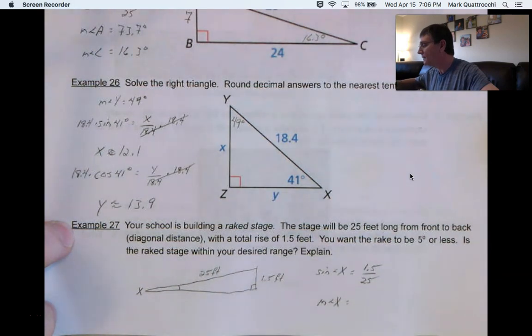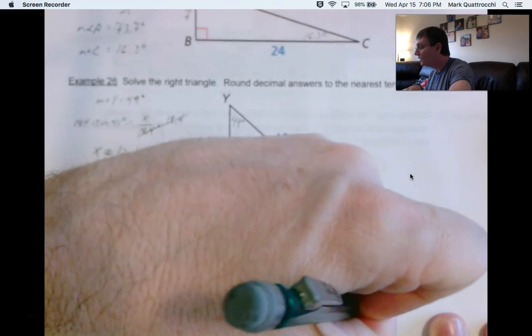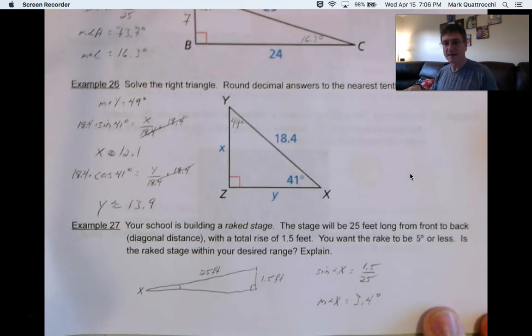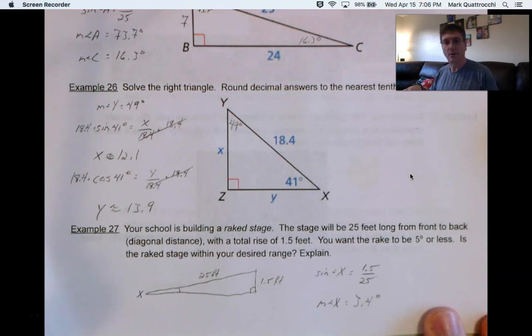Inverse sine of that. And I've got 3.4 degrees. That is less than the 5 degrees. We are within the desired range.